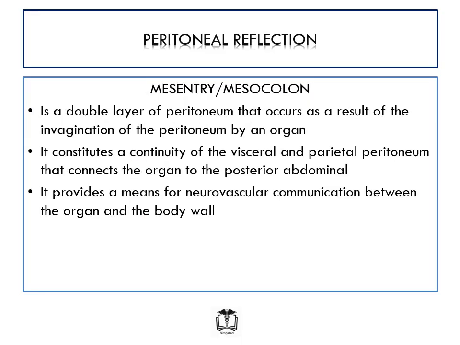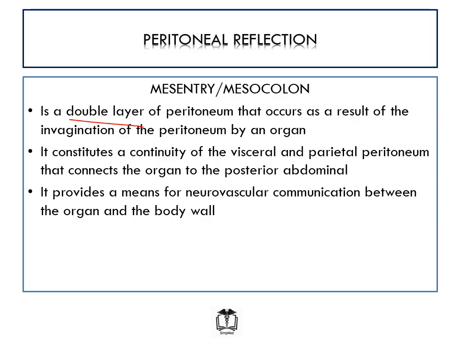Let's start with the mesentery. Mesentery or mesocolon is a double layer of peritoneum. The emphasis is on the double layer that occurs as a result of the invagination of the peritoneum by an organ. This constitutes the continuity of the visceral and parietal peritoneum, so it's a mixture of the two. The primary function of the mesentery is to connect the organ that it is surrounding with the posterior abdomen. I'll show you pictures of how this looks, but just remember that reflections could either connect organs to each other or connect an organ to the abdominal wall. In the case of a mesentery, it is involved in connecting the organ and its wraps with the posterior abdominal wall.